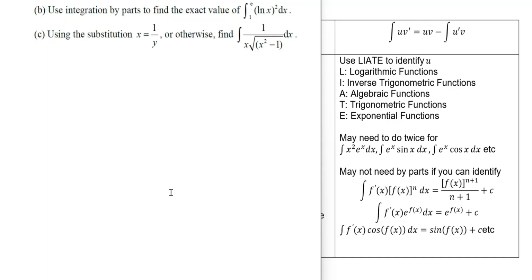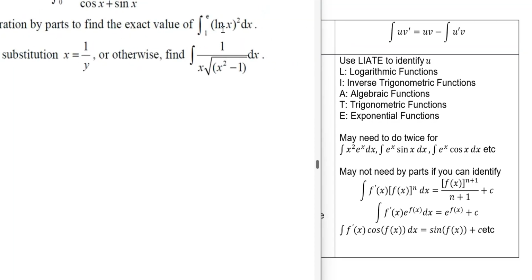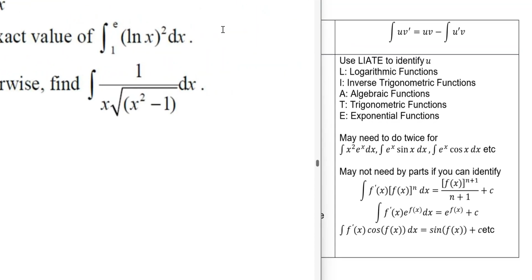Be very careful when you need to do integration by parts twice to get the answer, okay? So for a question like this, find the exact value of the integral. I'm just looking at the integral of (ln x) squared. So please try to ignore the second part. Maybe we'll talk about the second part later on, okay?